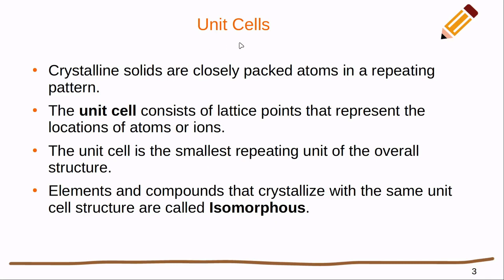Let's start by discussing what we call the unit cell. So we've seen before that crystalline solids are closely packed atoms in a repeating pattern. The unit cell consists of lattice points that represent the location of atoms or ions, and they are the smallest repeating unit of the overall structure. So if I take my unit cell and I just repeat that over and over again, that's what's going to lead me to the overall crystalline structure. Elements and compounds that crystallize with the same unit cell structure are called isomorphous.